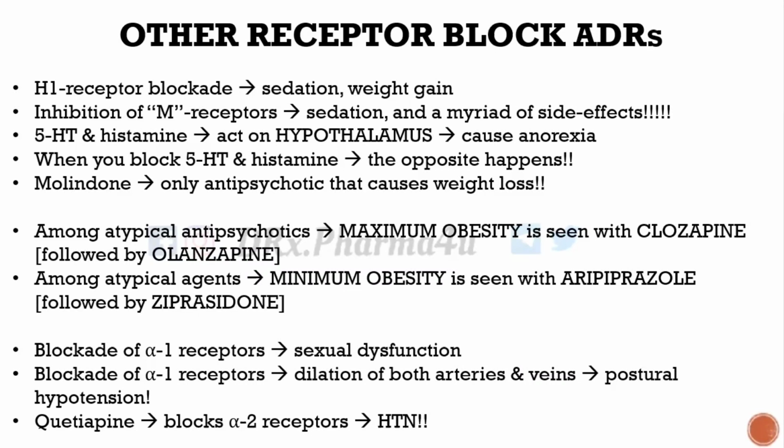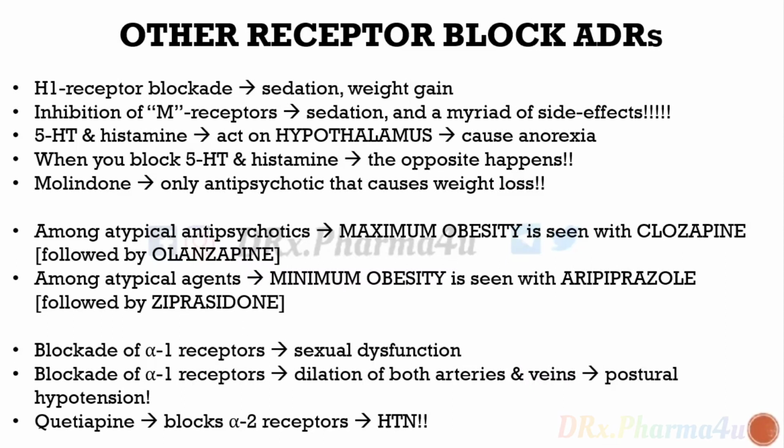When we talk about atypical antipsychotics, maximum obesity is seen with clozapine followed by olanzapine. So clozapine has the highest risk of obesity, which is followed by olanzapine. And among atypical antipsychotics, the least risk of obesity is seen with aripiprazole, which is followed by ziprasidone. So aripiprazole is favorable for this condition also. It has the least risk of obesity.